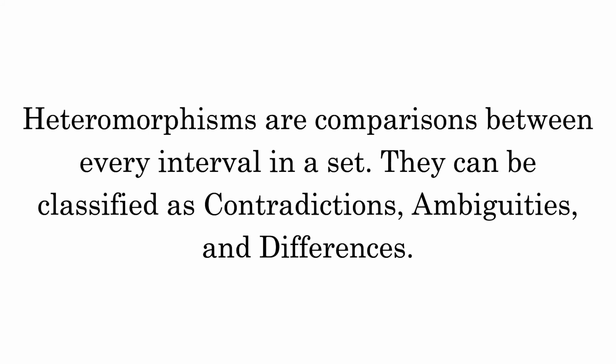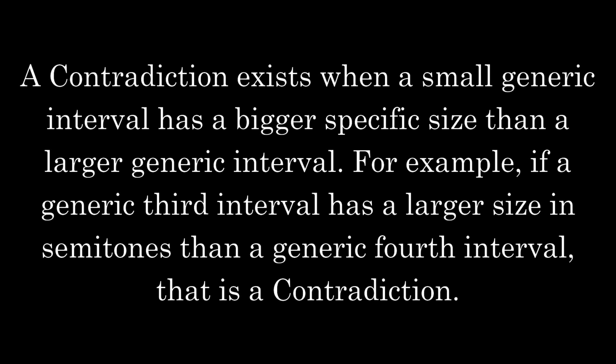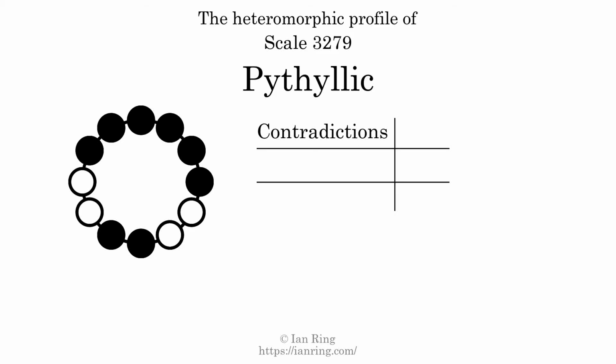Heteromorphisms are comparisons between every interval in a set. They can be classified as contradictions, ambiguities, and differences. A contradiction exists when a small generic interval has a bigger specific size than a larger generic interval. For example, if a generic third interval has a larger size in semitones than a generic fourth interval, that is a contradiction. The number of contradictions in this scale is 69.